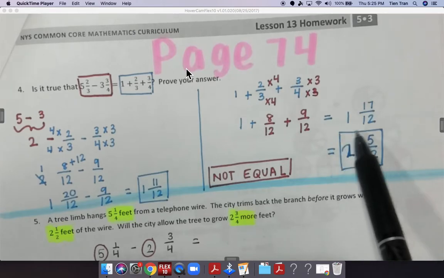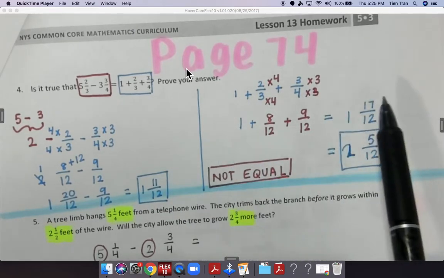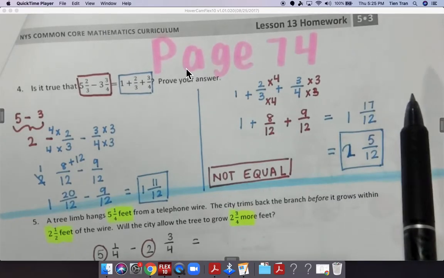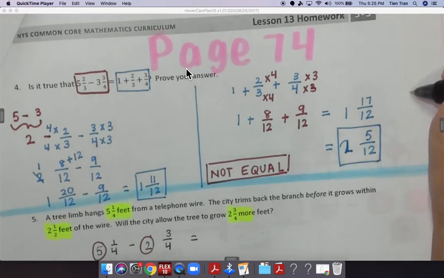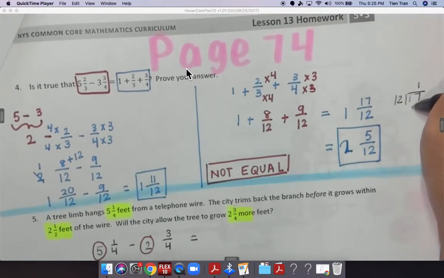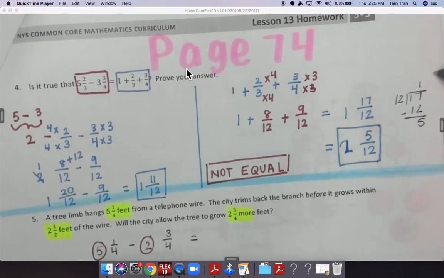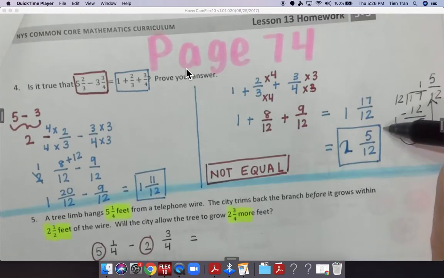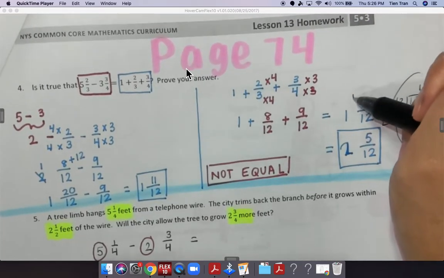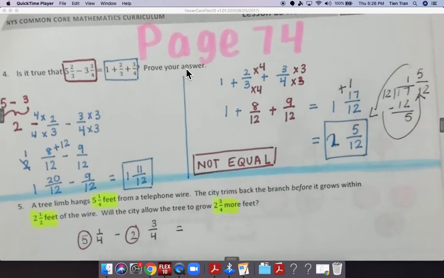Now, I can regroup, and I still wouldn't get the same answer. But when I did not regroup, I changed by dividing. So I divided 17 by 12. 12 goes into 17 once, subtract, I get 5 as my remainder, and my denominator is 12. So I have 1 and 5/12. This 5/12 is going to be brought right down here, and this 1 needs to be added to the 1 I have here. So that's where the 2 comes from.